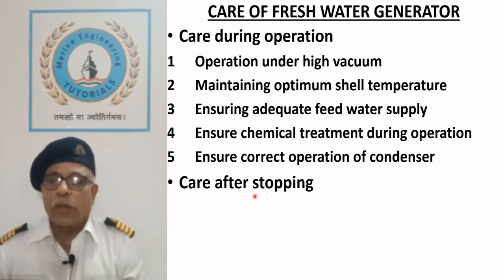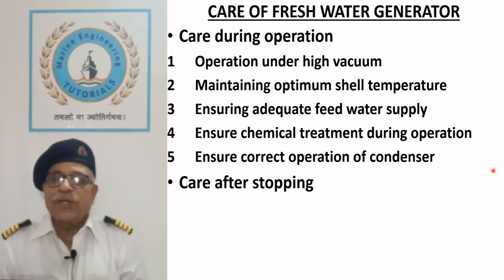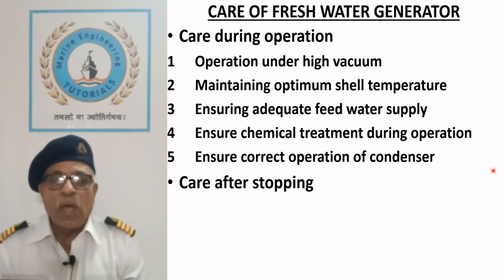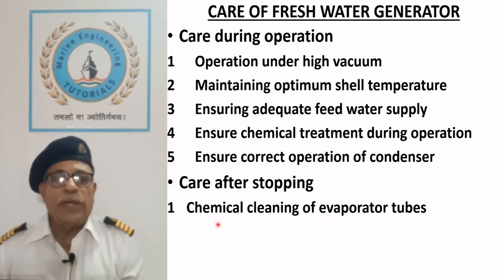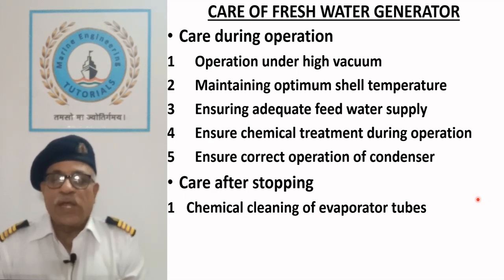Care after stopping. When the freshwater generator has been stopped after the voyage, following care is necessary. Chemical cleaning of evaporator tubes. Evaporator tubes should be chemically cleaned to remove the scale deposited, followed by neutralizing the same.